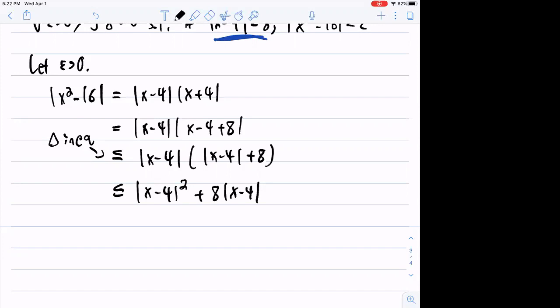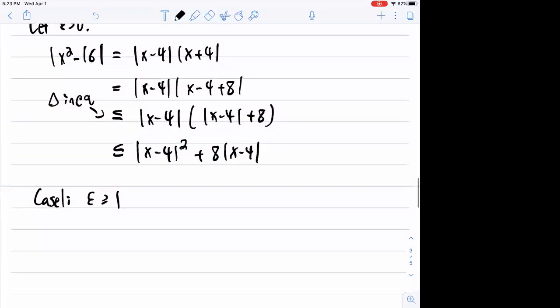If you square a number bigger than 1, it gets bigger, like 2 squared is 4. But if you square a number between 0 and 1, it gets smaller, like a half squared is a fourth. So let's consider case 1, epsilon is bigger than or equal to 1. Then you don't need to choose this 1 over 16. If you work it out, it works. Choose delta to be this.